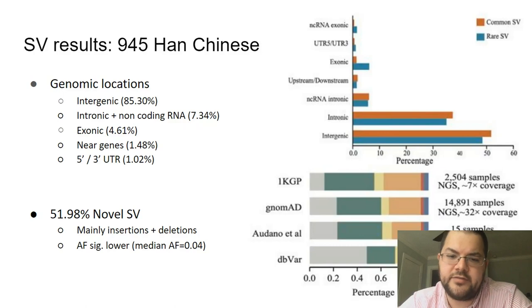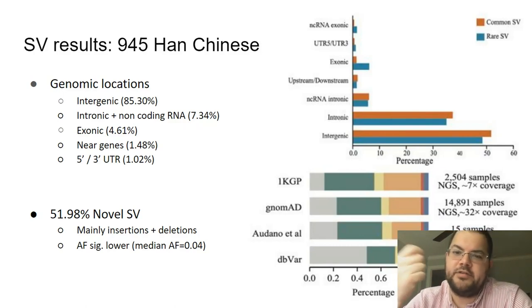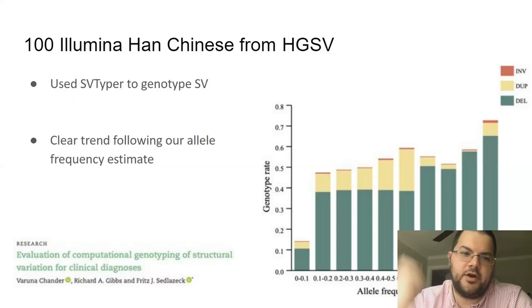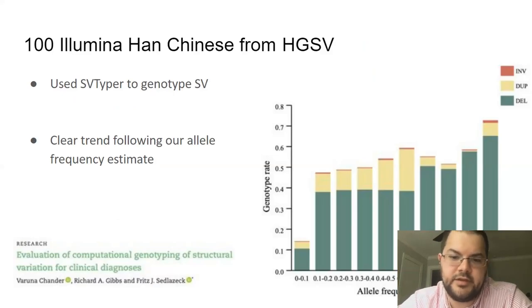And this highlights, of course, the power of long-read approaches to identify not just insertions, but also structural variants in challenging repeat regions that are often masked out by other studies.